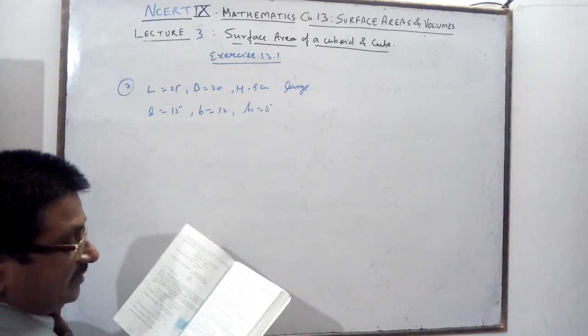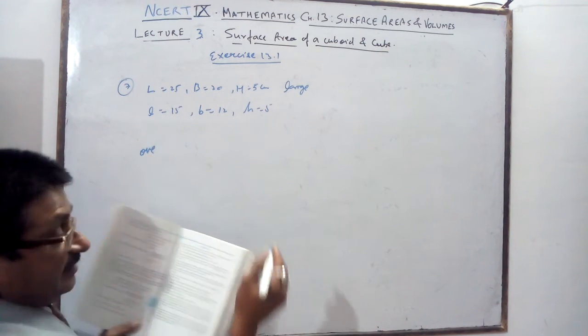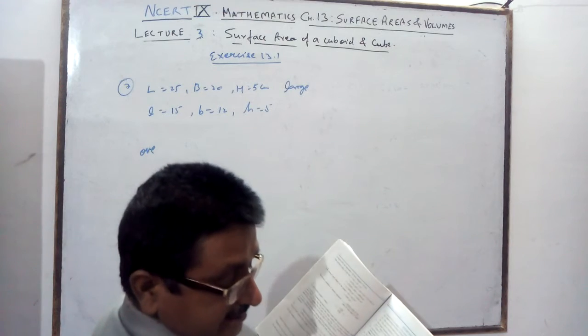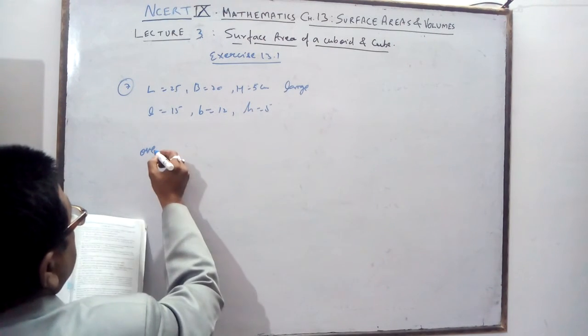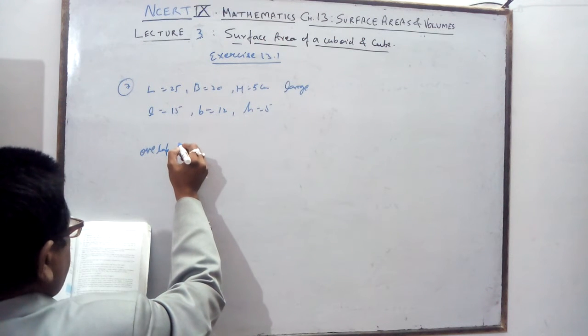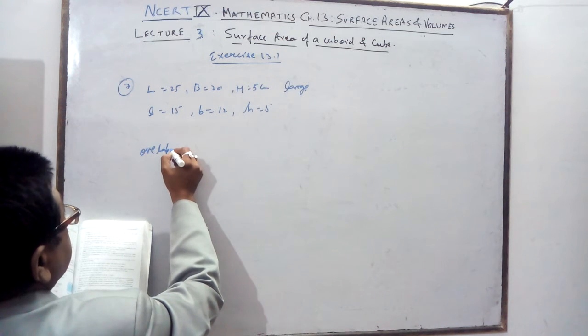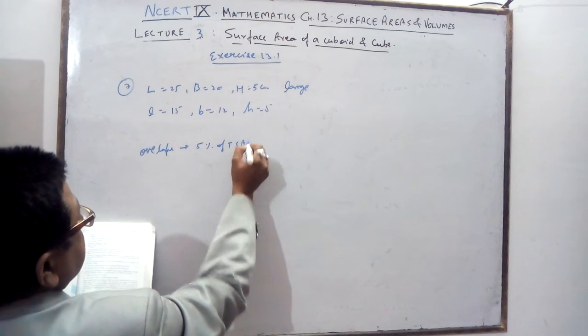15, 12, 5. It is for all overlapping. Overlap, that's what I have told you. Overlap means like this: this cover is overlapping at this place. The overlapping part is overlapping. Required how much? 5% of TSA.